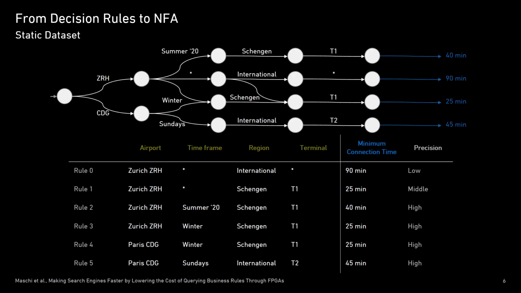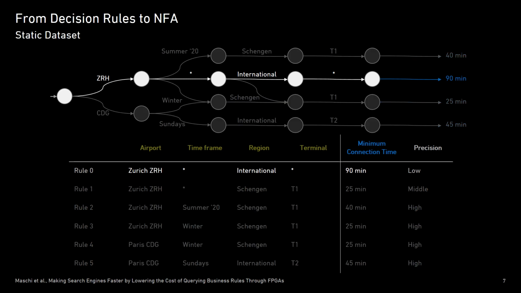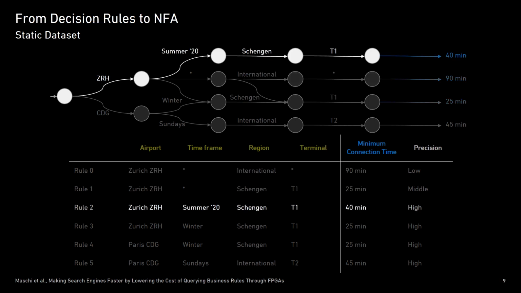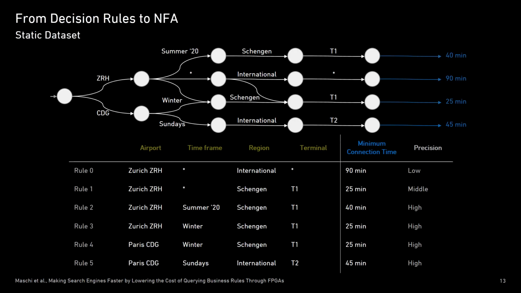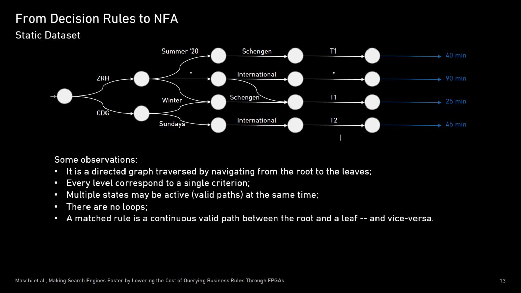For this, we came up with a non-deterministic finite state automata, basically a graph where all the rules share the same origin. Transitions correspond to a matching operation, and the contents are placed as the leaves of the graph, in such a manner that rule 0 would be mapped as this specific path between origin and content. And so would rule 1, rule 2, and so on. Every single rule would be mapped as a specific path between the origin and one leaf, and every level of the graph corresponds to the evaluation of a single criterion.